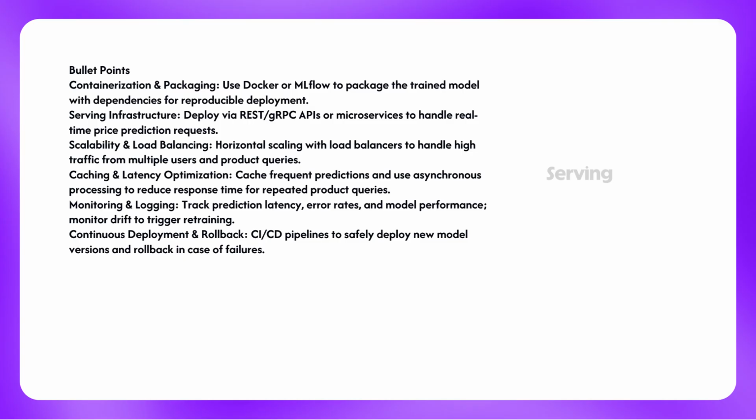6. Continuous deployment and rollback. CI/CD pipelines automate testing, deployment, and versioning of the model. This ensures safe updates and allows immediate rollback to a previous stable version if any issues arise during deployment. By combining these practices, the system can serve accurate price predictions and alerts efficiently, reliably, and at scale, providing a seamless experience for users while maintaining operational robustness.